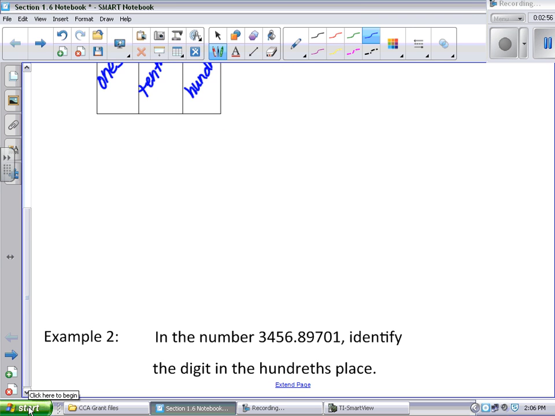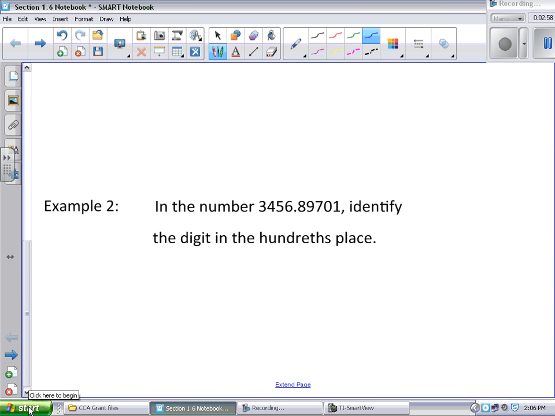And in our next example, we're given the number 3456. So if we put a comma in here, 0.89701, it says identify the digit in the hundredths. Hundredths should have a D in there, hundredths place. But because we have that THS, it tells us the ones to the right of the decimal place. And again, we would have tenths and then hundredths. And so 9 is the digit in the hundredths decimal place.